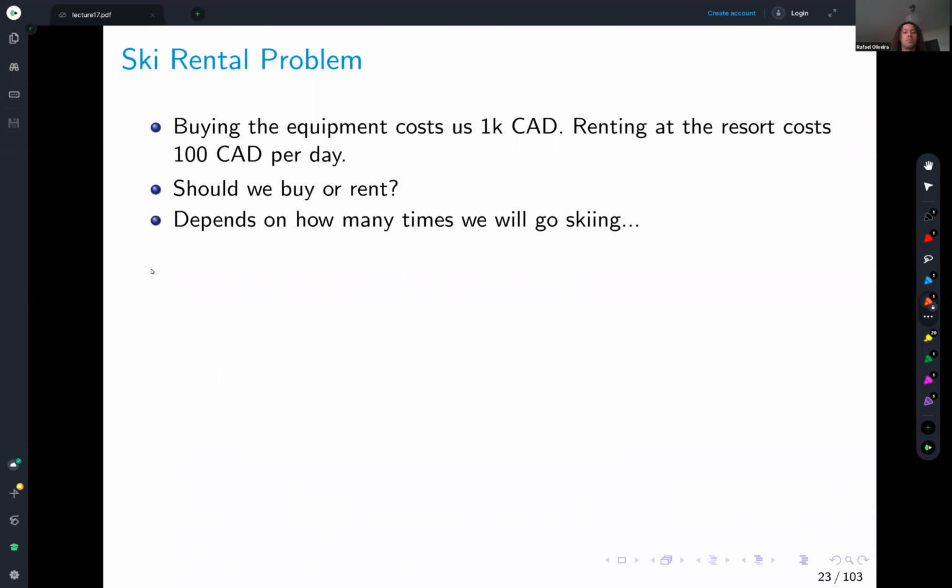So this is the current situation. Notice that this is an online algorithm, because every time we go skiing we have to decide whether to buy or to rent. So what is our stream of events? Our stream of events is 0 if we rent or 1 if we buy. Does that make sense? And what is the cost? The cost is the total money that we're paying, so it's pretty intuitive.